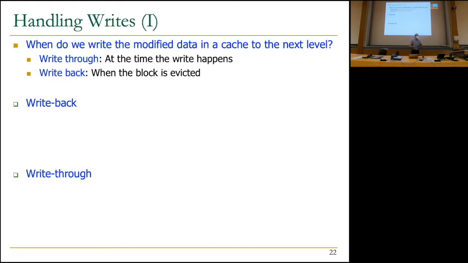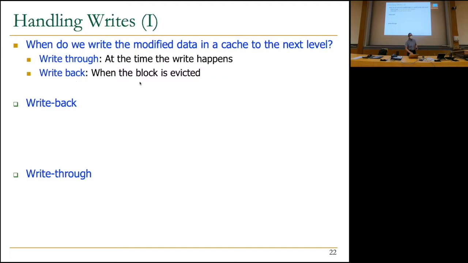But this very much depends on how you handle the writes in the cache. And writes actually open up a lot of interesting design choices. Reads also open up a lot of interesting design choices we discussed, but let's talk about writes a little bit. So the question is basically this: when do you write the modified data in a cache to the next level in the hierarchy? Write through means that at the time the write happens, whenever you write to this cache, you write to the next level also. That's a write through cache. You're really writing through the caches. That's why it's called write through.